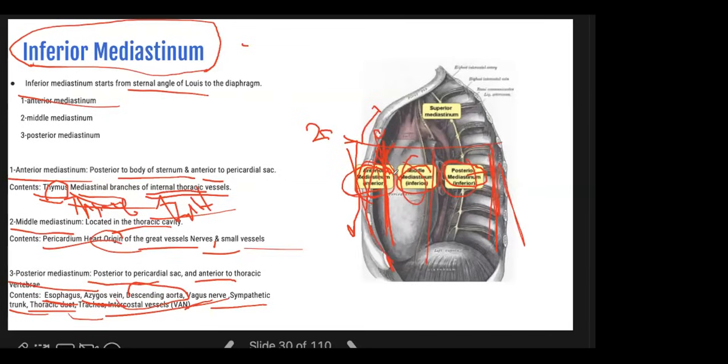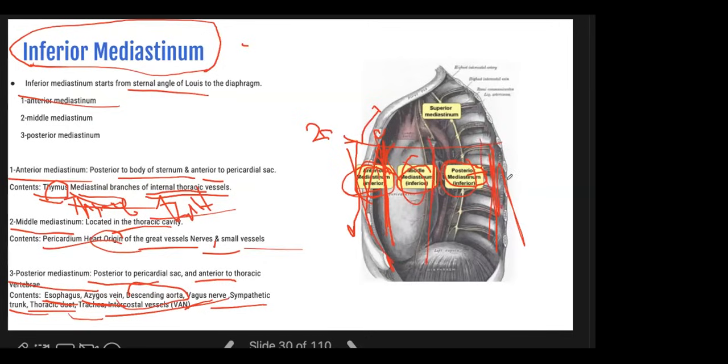The middle mediastinum is the heart and the great vessels and some other nerves like the recurrent laryngeal nerve, vagus, etc. The posterior mediastinum is anything behind the heart and before the vertebra.